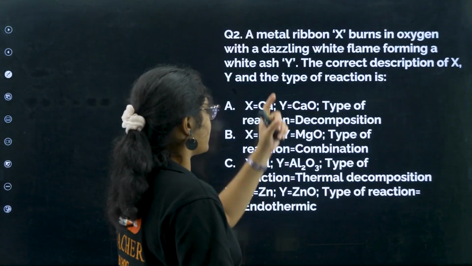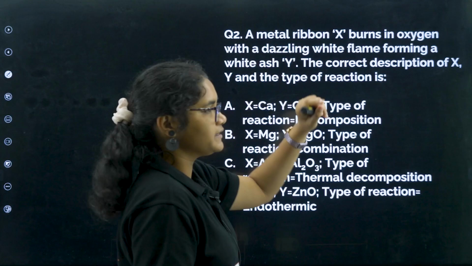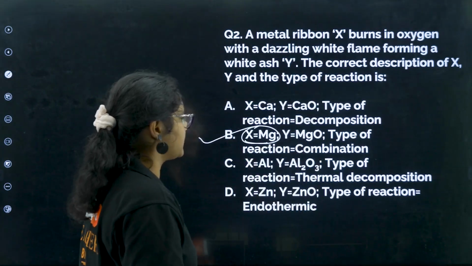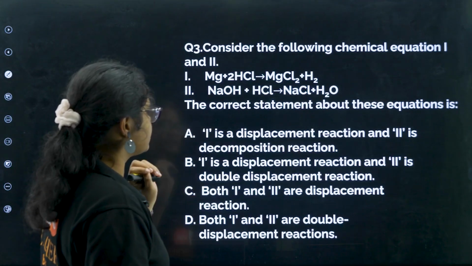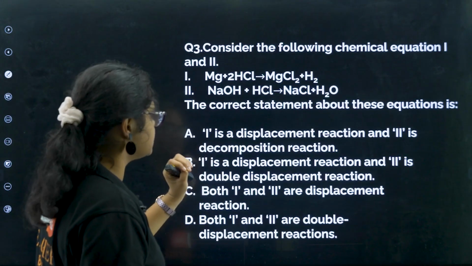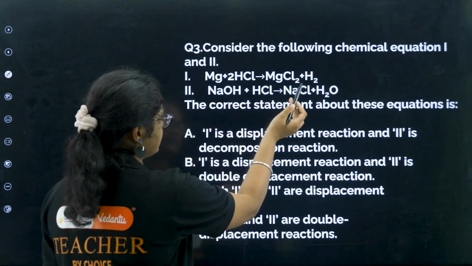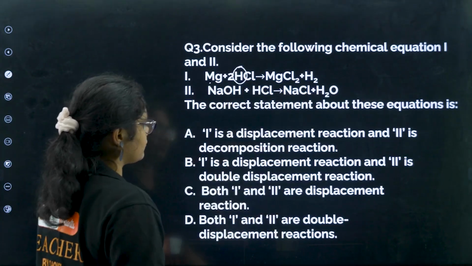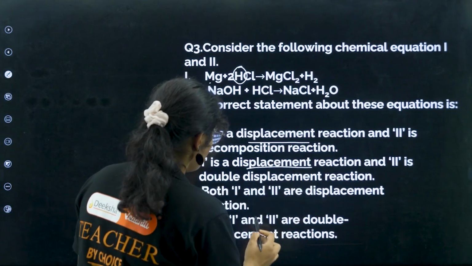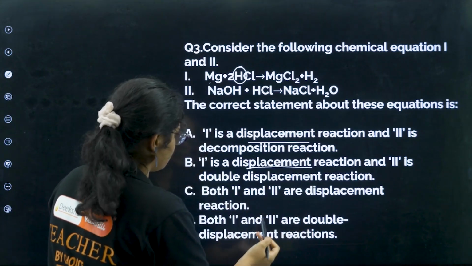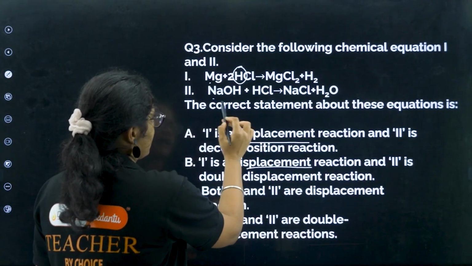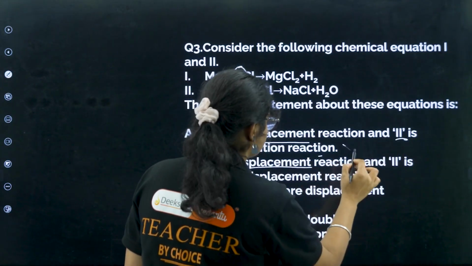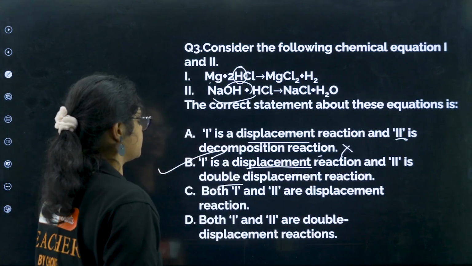Next, a metal ribbon X burns in oxygen with a dazzling white flame. If you remember, dazzling white flame is with magnesium, so option number B. Next, the reaction is there. Correct statements about these equations: you can see here that Mg and HCl give you MgCl2 and H2. Here magnesium has displaced hydrogen, so yes, it is a displacement reaction, and both 1 and 2 are displacement. Now here Na comes and here H comes, so it is a double displacement reaction. So 2 is not decomposition, 2 is double displacement, yes, option number B.